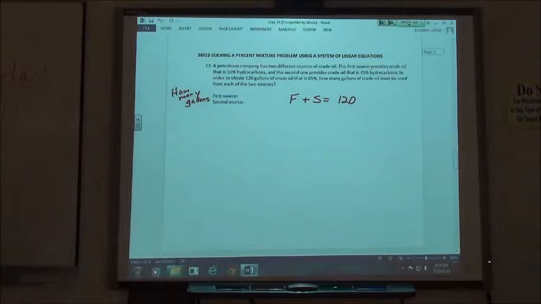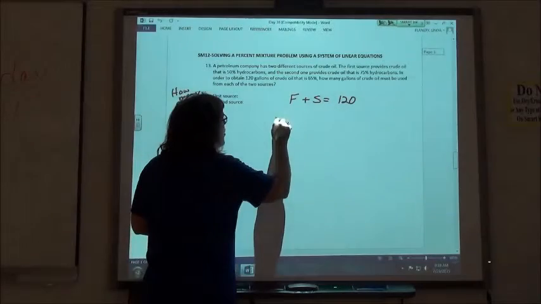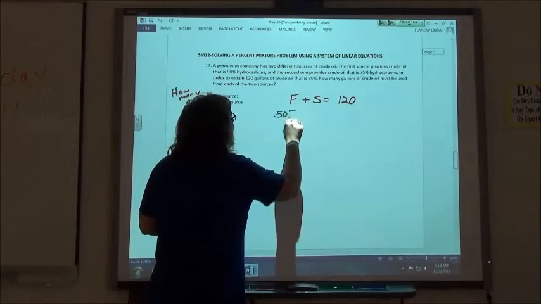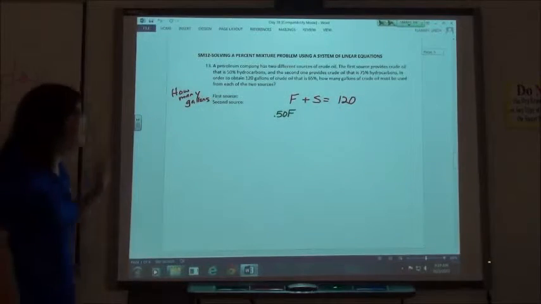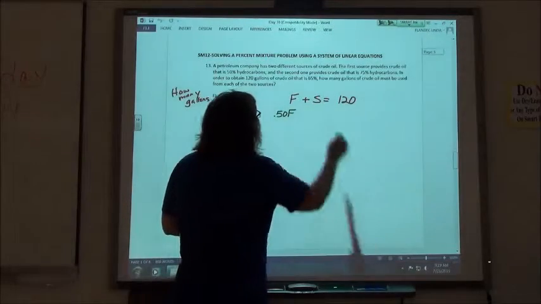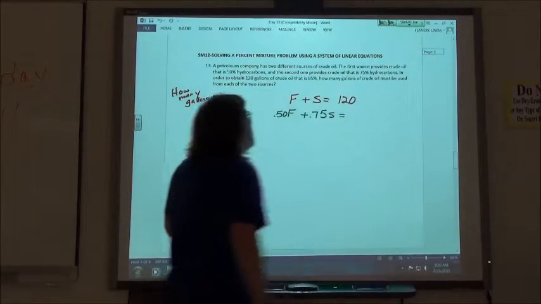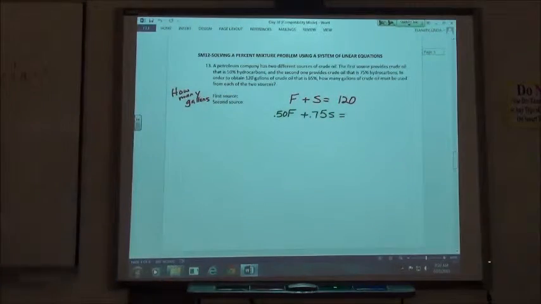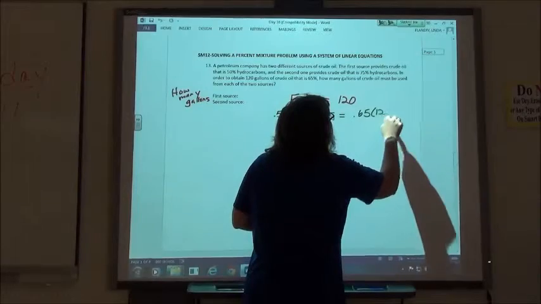My second equation is coming from the percent. The first one is 50% hydrocarbon. So if I do 50% of F, I would get how many hydrocarbons I have. The second one is 75%. So if I do 0.75 S, on the other side, I'm doing 65% of my total to find the total number of hydrocarbons. So I'm going to have 0.65 times that 120.